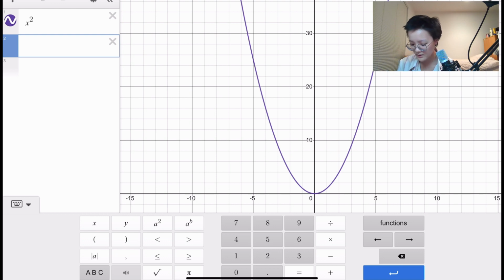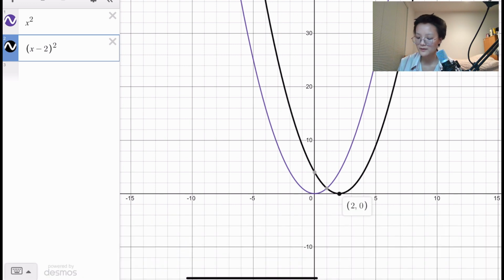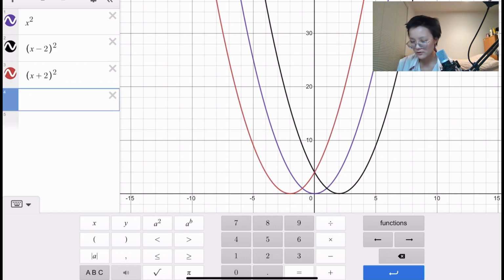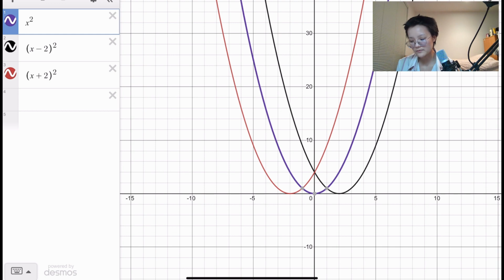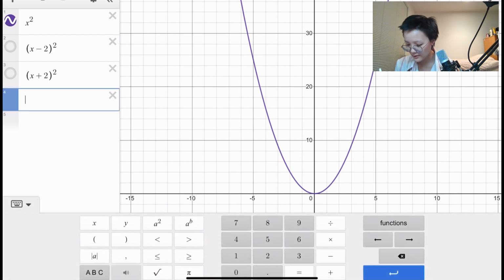Firstly, the horizontal translation. Horizontal translation is changing the value of x. If we subtract 2 from x, we actually move the graph 2 units to the right. How about if we add 2 to x? From the original function, the purple one, we translate it 2 units to the left if we do x plus 2.